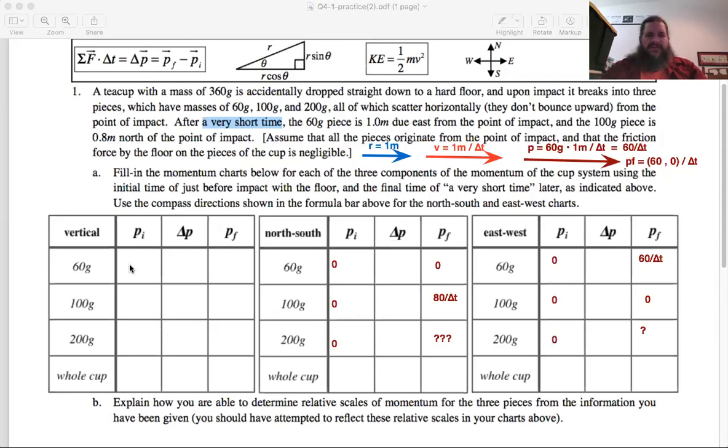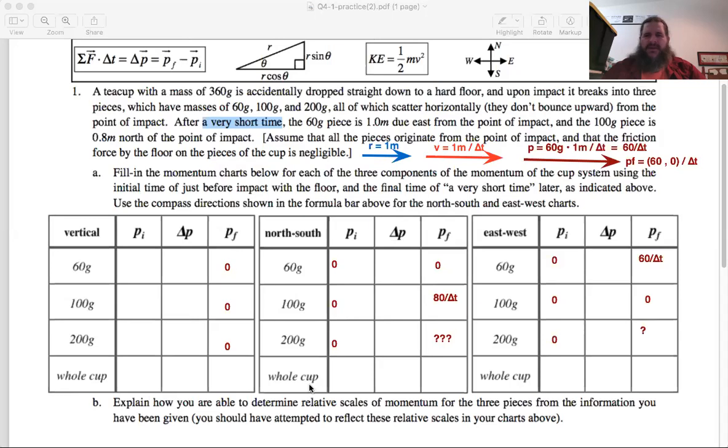Whereas in the vertical direction, it starts off having a lot of vertical motion, specifically in the downwards direction. It doesn't really tell us how fast it's moving when it hits the floor, but we at least know that all three of these are going to be downwards. They're all traveling at the same speed, so their momenta will be proportional to their masses. And at the end, everything hits the ground and scatters horizontally. There's no more vertical motion, so we know the final vertical components are all 0.